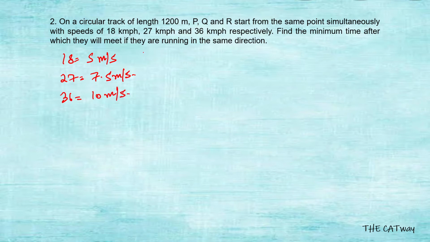Now you can take a pair of any two, because they start from the same point and they are running in the same direction. Find the minimum time after which they will meet if they are running in the same direction. The minimum time after they are going to meet is what has been asked.